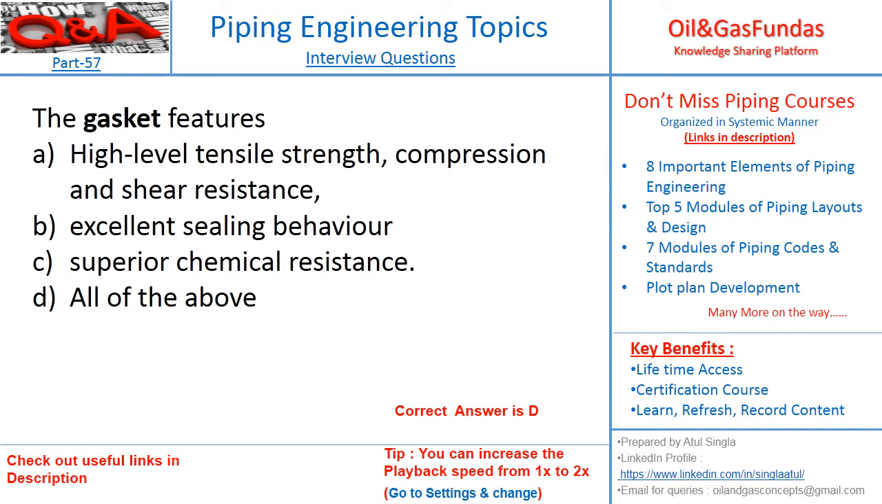As we know, the gasket is a sealing media between two flanges, which will always be under compression. So it should have tensile strength, compression and shear resistance. Once something is in between two flanges, shear resistance should always be there, otherwise it will fail. The main purpose is sealing, so excellent sealing behavior should also be there, and this may come in contact with the fluid passing through the pipes, so it must have chemical resistance also. So all these three statements are correct related to gaskets.